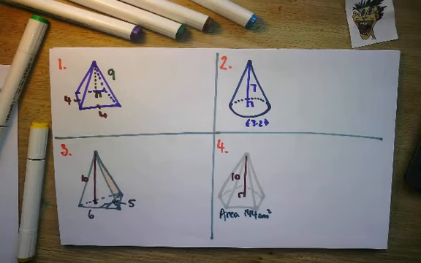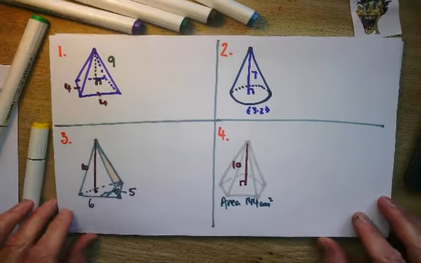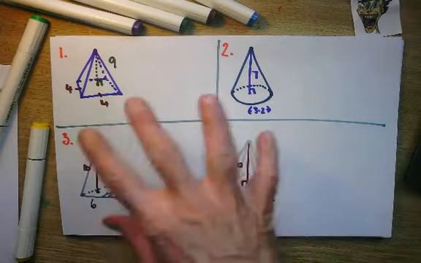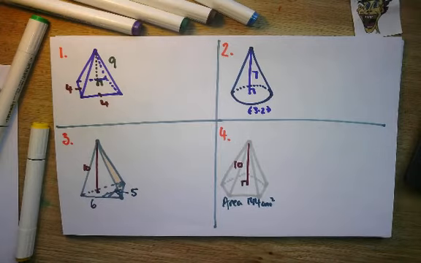So what we're going to do today is look at answering 12 questions, all to do with the volume of pyramids. And we're going to do it in 3 sections. The first 4 questions are standard, straightforward. Then the next 4 a bit more complicated, and the last 4 more challenging still.